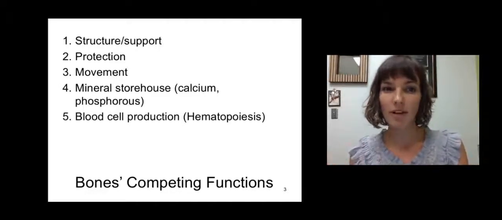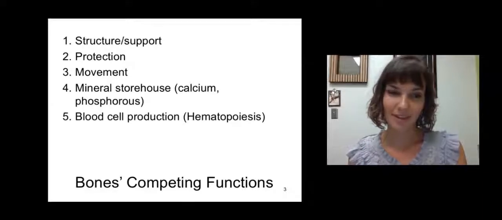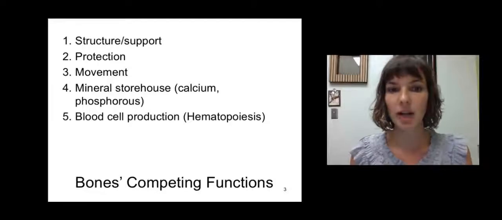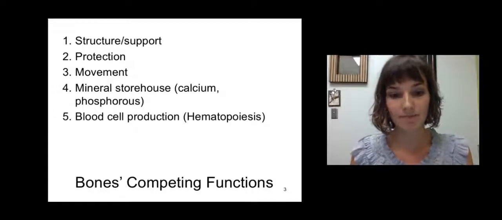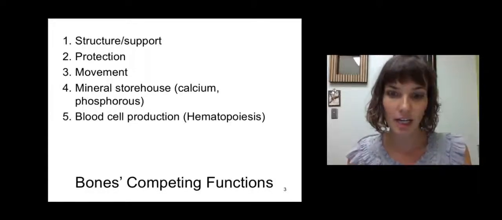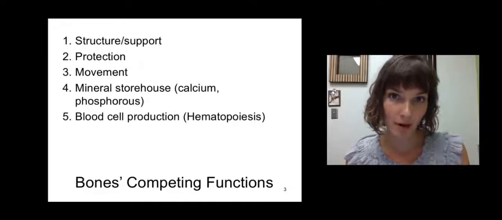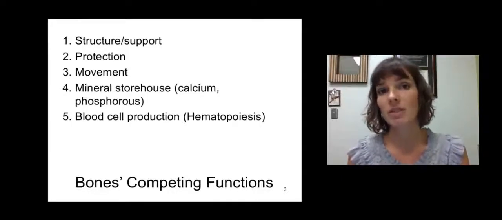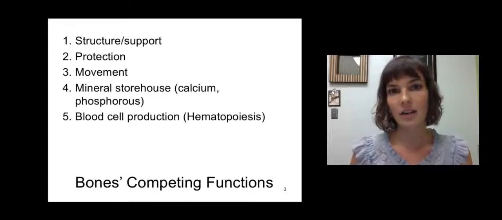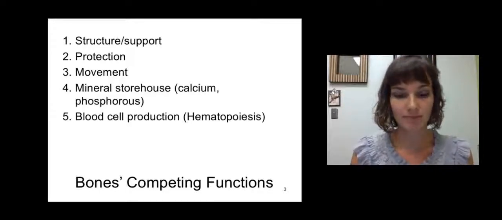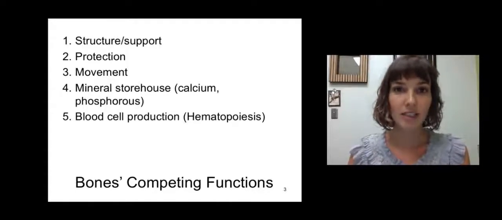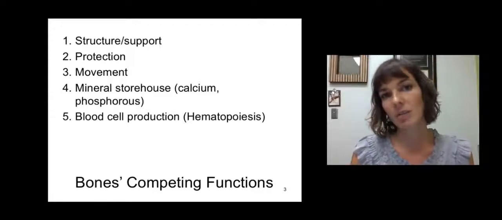So that's an important mineral storehouse. The 5th function is hematopoiesis. So this is blood cell production. And that is occurring in marrow and bone marrow. And that's something we'll talk about as we talk about the different types of bones, the bone marrow, and a little bit about blood cell production. So these are 5 functions of bone: structure and support, protection, movement, mineral storehouse, and blood cell production.